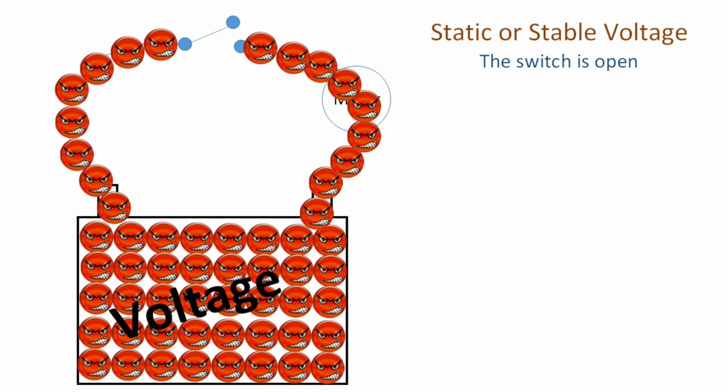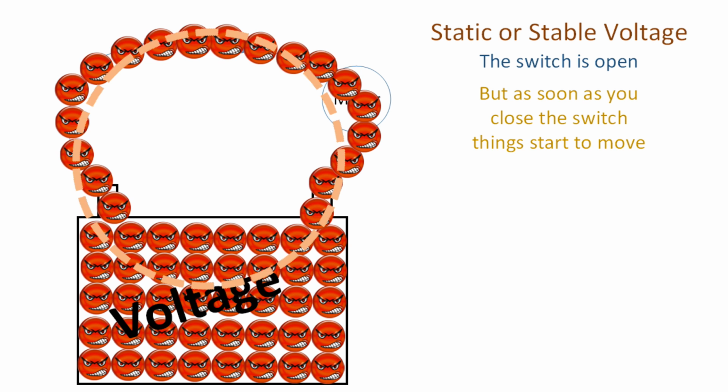If the switch is open, the voltage is said to be static. You could also think of that as stable voltage. The switch is open, it's stable, it's ready to go, it's not moving, it's not going anywhere. But as soon as you close the switch, things are going to begin to move.